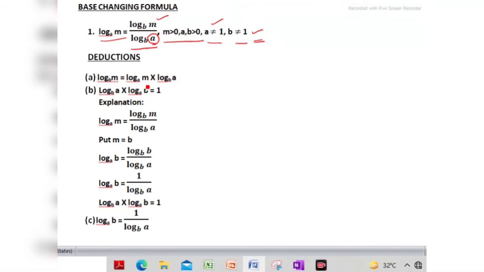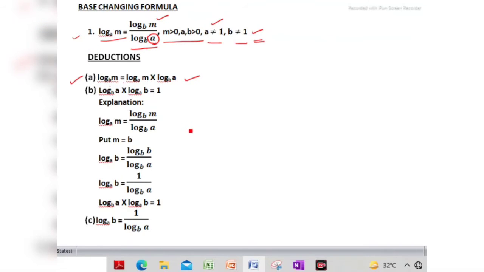Now, let us do some deductions based on this. First deduction says that log of m to the base b is equal to log of m to the base a multiplied by log of a to the base b, which we simply calculated from our formula by only cross multiplying. That means we cross multiplied the given base changing formula, and from that we got this first deduction.